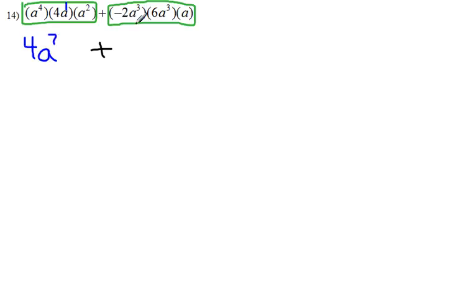Over here, big numbers, coefficients. -2 times 6 is -12. For my variable a, we add them up. 3 plus 3 plus 1 is a to the 7th.